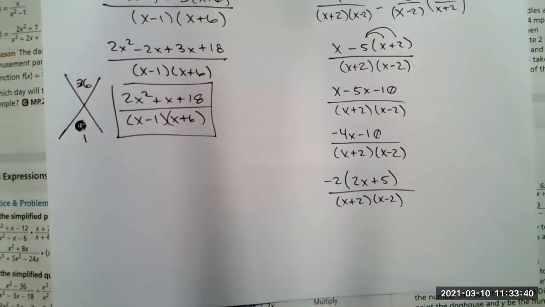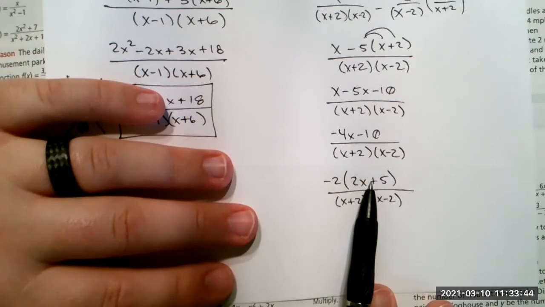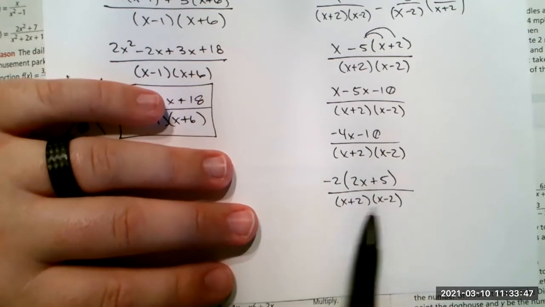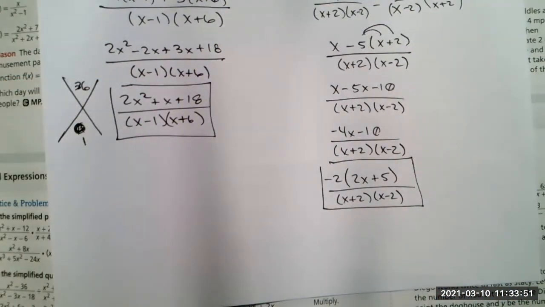I think that's it. I've got a -2 up top, no factors of 2 down below. There's a 2x plus 5 up top, not in the bottom, and that's it. So that would be my final answer. Nothing to simplify out.